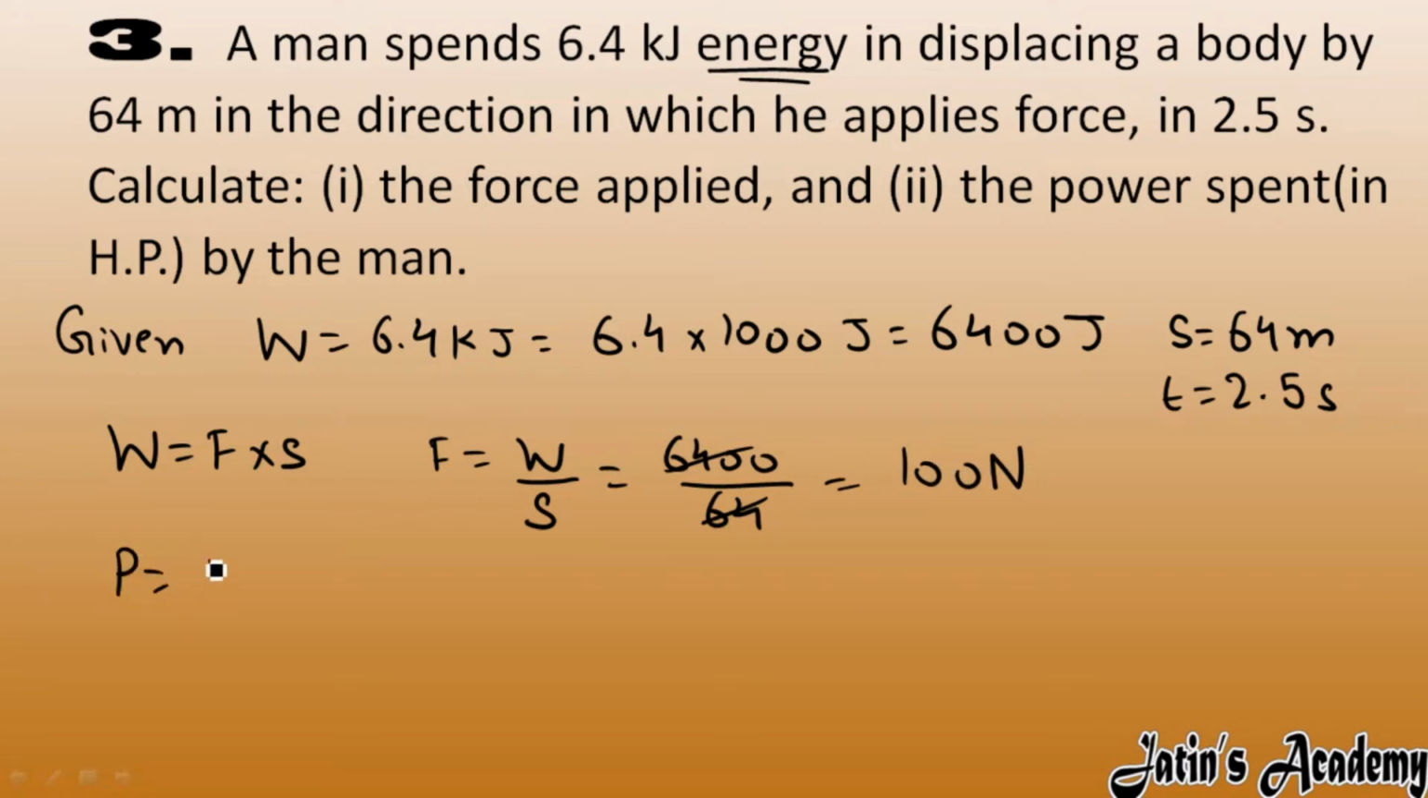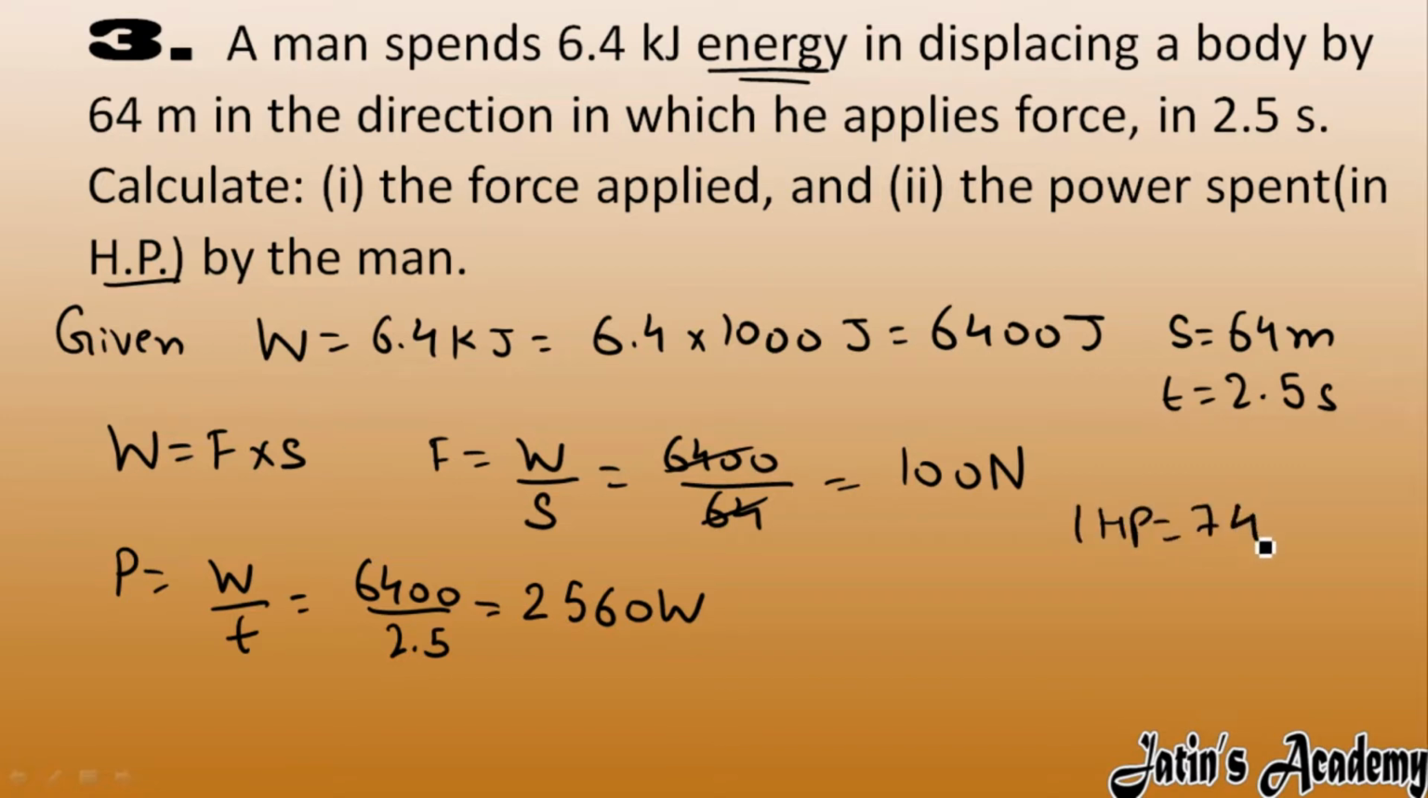Power is work done per unit time. Work done 6400, time we have 2.5 second. So here we got 2560 watt. Now we have to convert this 2560 watt into horsepower. 1 horsepower is 746 watt. So how to convert this? Just divide your answer by 746. So we got 3.43 horsepower. In this way you are able to convert your power from watt into horsepower.